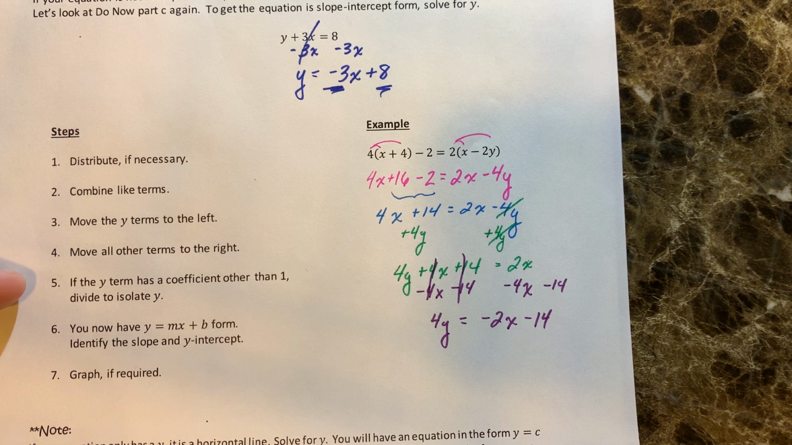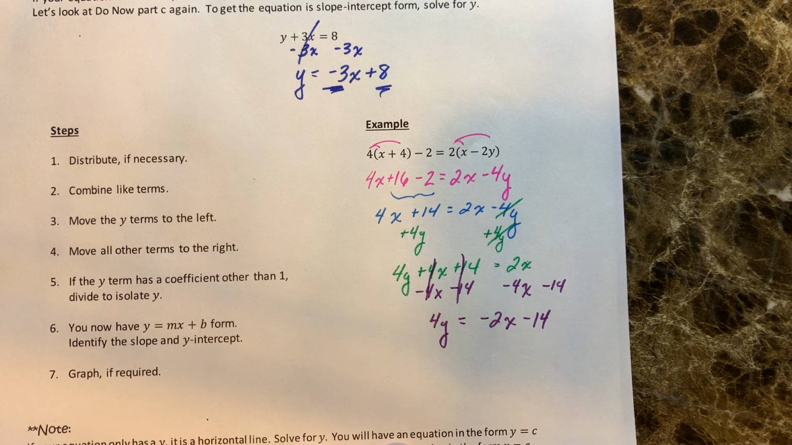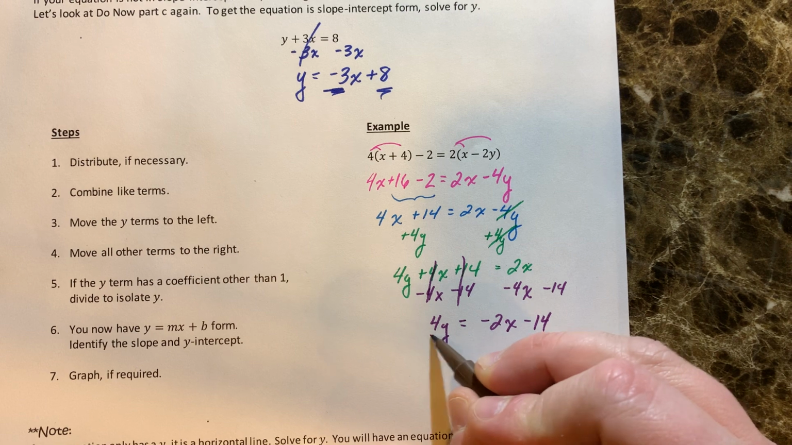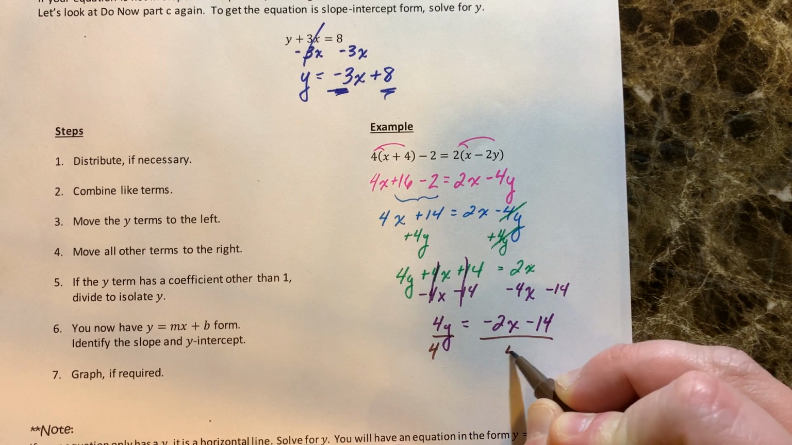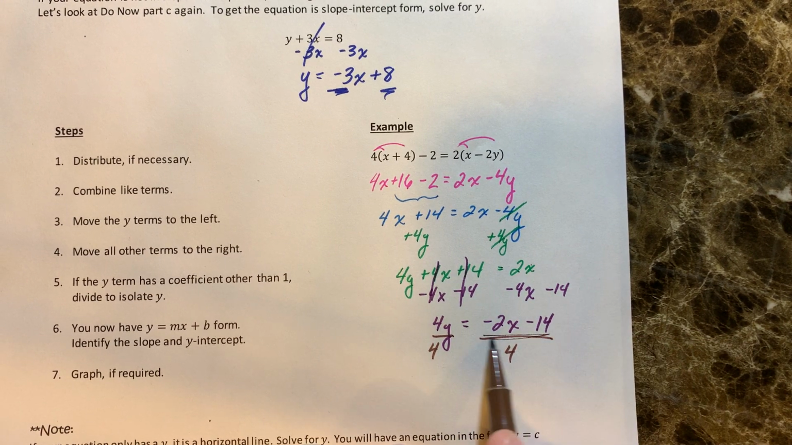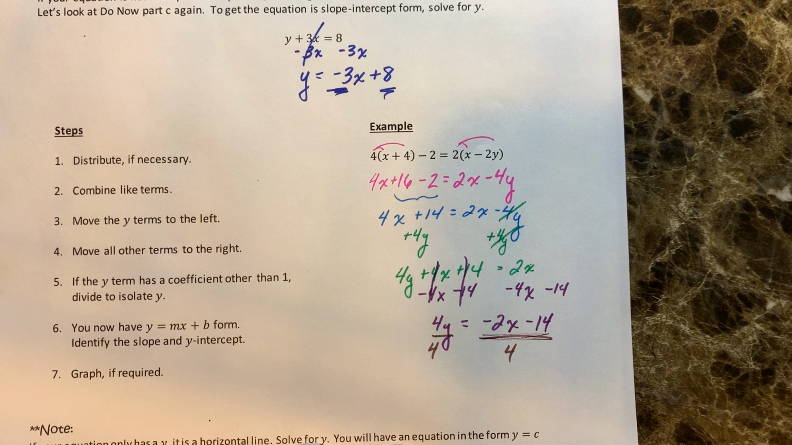Okay, step 5, you can see here, says if the y term has a coefficient other than 1, it does, it's 4 here. Okay, we have to divide to get y completely by itself. So both sides, entire sides, get divided by 4.